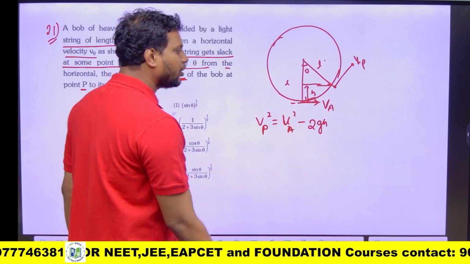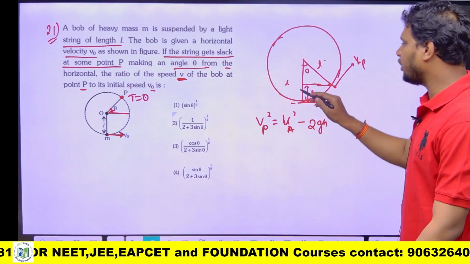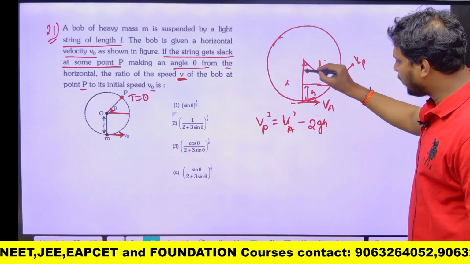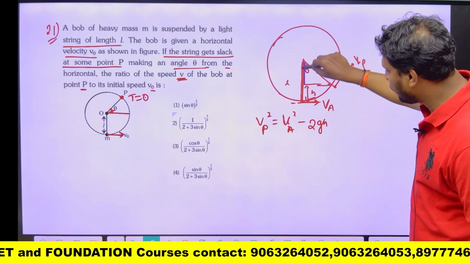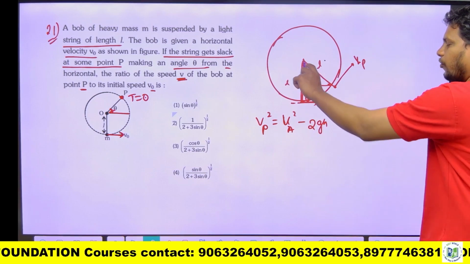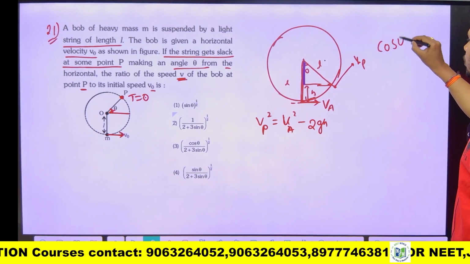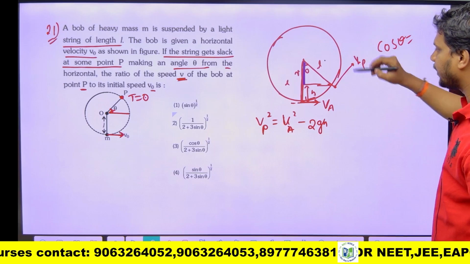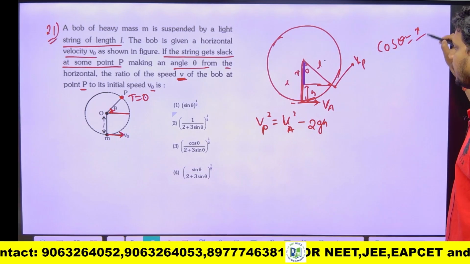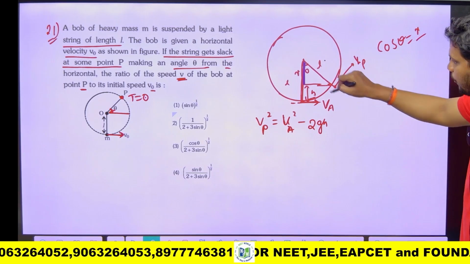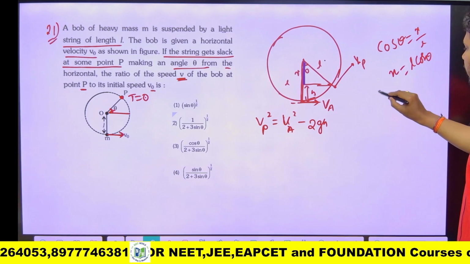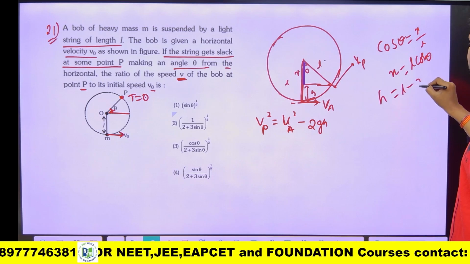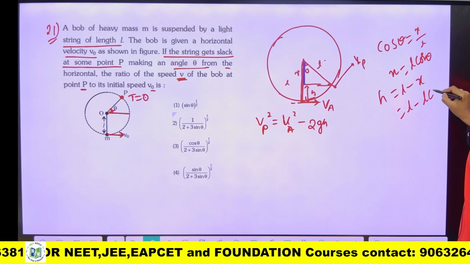Then to find the h value, we can do it like this. If I take the total length as L, from this length we subtract this value. To find that value, take cos theta. Cos theta is equal to the adjacent side, which I'll take as x, divided by the hypotenuse, which is L. Then x equals L cos theta. Then h can be taken as L minus x, that is L minus L cos theta.